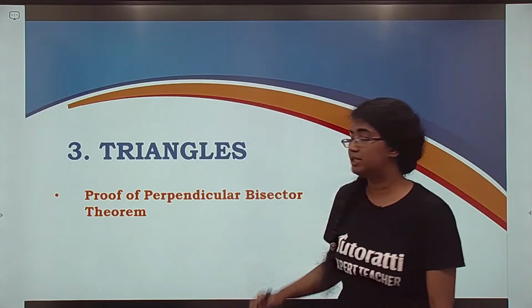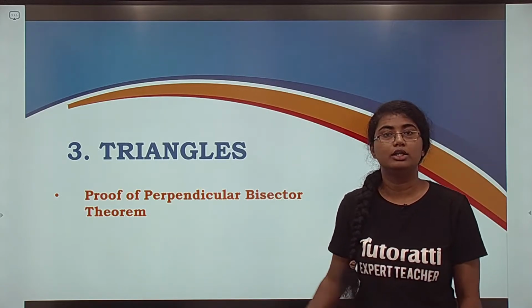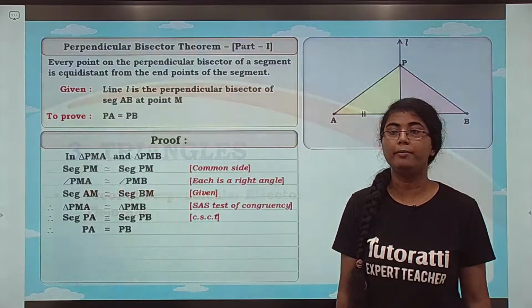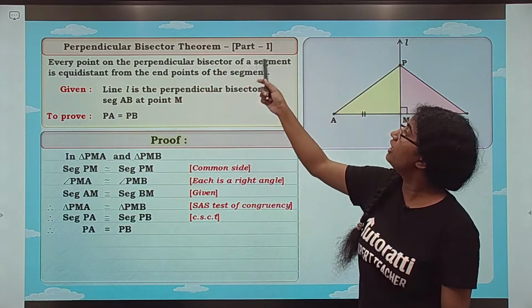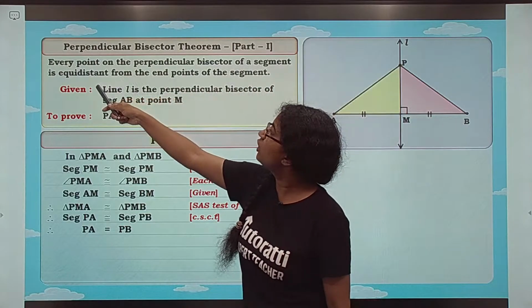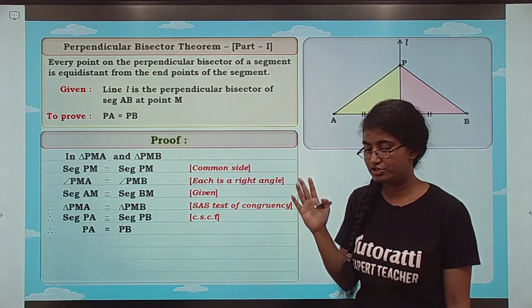Alright, now the last thing that we are going to do is the perpendicular bisector theorem. This is the last theorem that we are going to prove. Okay, so what does the theorem say? Every point on the perpendicular bisector of a segment is equidistant from the endpoints of the segment.